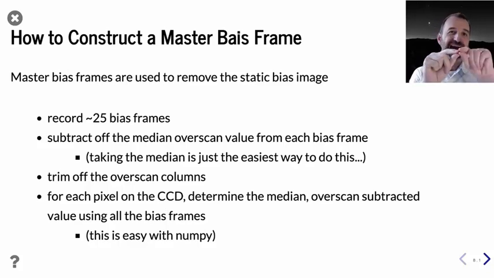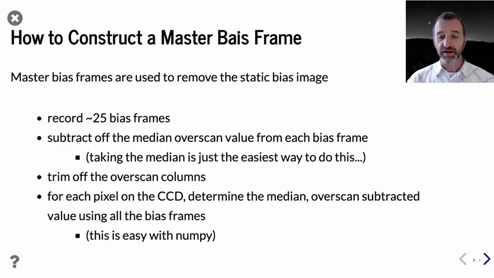And what we can do is take an average of those 25 values. That will give us the best measurement, the best guess we have for what the bias value is of that pixel, the starting value of that pixel after overscan removal. And then we can do that for the pixel next to it, and the pixel next to it, and the pixel next to it. We can do that for every pixel on the array, and we'll get ourselves a measurement of what the static bias is from pixel to pixel across the array. And this is actually pretty easy to do with NumPy.